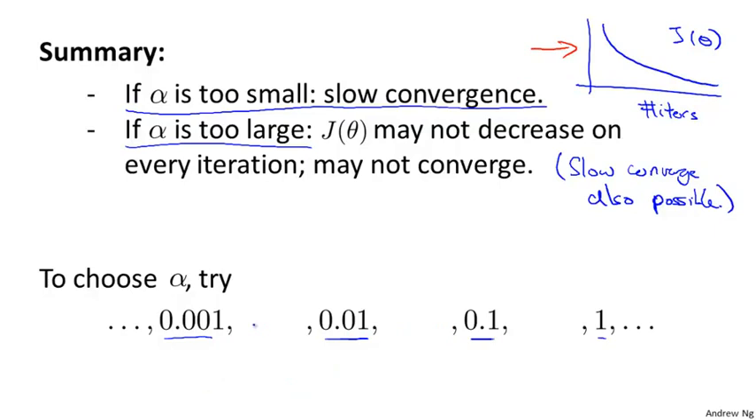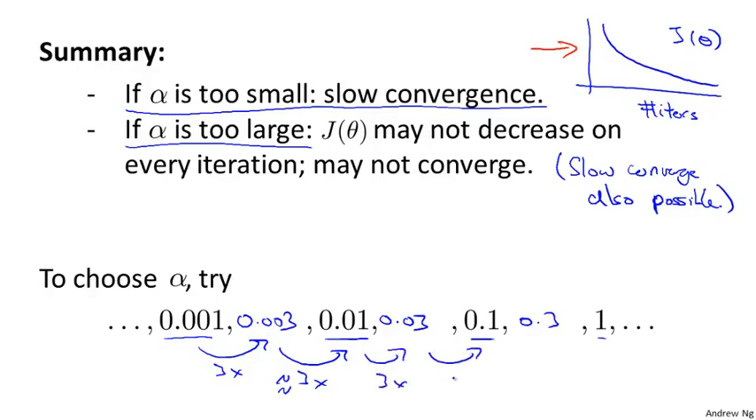What I actually do is try this range of values, and so on, where this is 0.01. I'll then increase the learning rate threefold to get 0.03, and then this step up is another roughly threefold increase, so I'm trying out gradient descent with each value being about 3x bigger than the previous value.